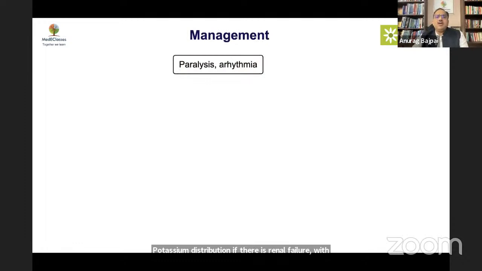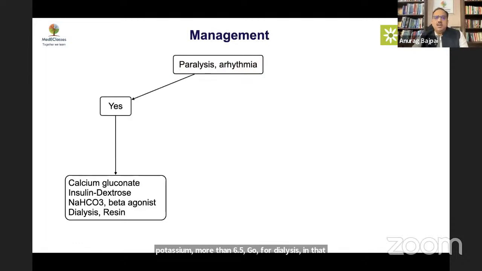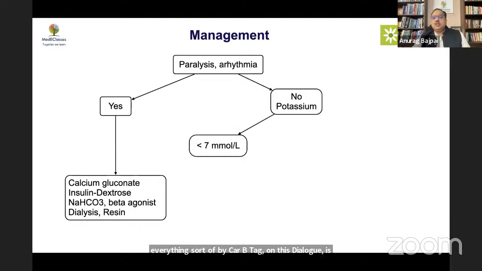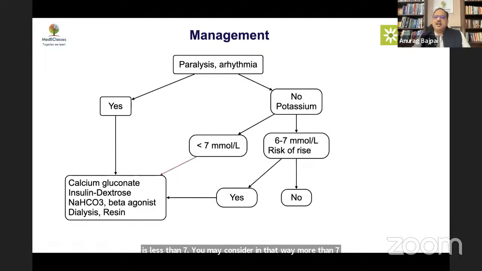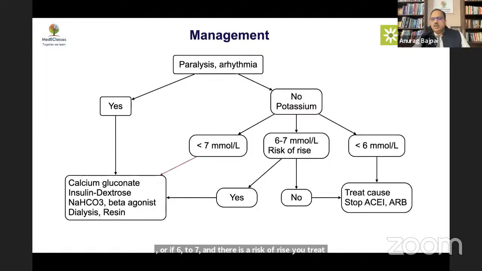So to summarize the management, if there is paralysis or arrhythmia, you give calcium gluconate, insulin dextrose, soda bicarb, beta agonist, dialysis, and resin, everything. If, however, you do not have these symptoms and the potassium level is less than 7, you may consider observation; more than 7, or if 6 to 7 and there is a risk of rise, you treat. Otherwise, you go ahead with chronic management. Treat the cause, stop ACE inhibitor, then ARB.